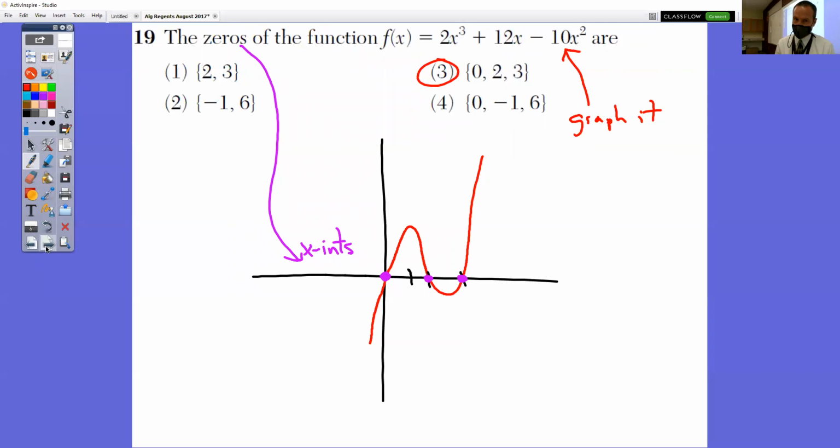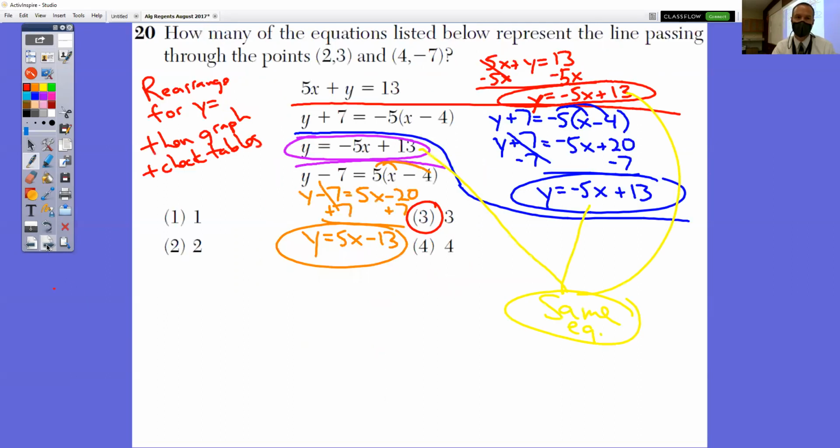In number 19, the zeros of the function are asked for. That word zeros, you should automatically be thinking the zeros are the x-intercepts. So I should graph it. When you graph it, you get this picture. Where are the zeros? Well, it's at 0, it's at 2 on the x-axis, and it's at 3 on the x-axis. So that is choice number 3. The zeros are where it crosses the x-axis.